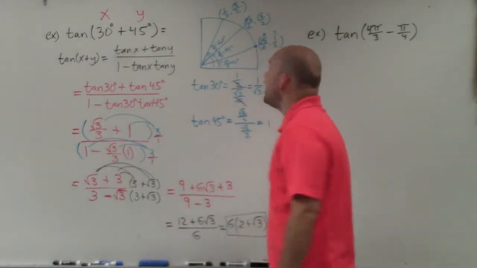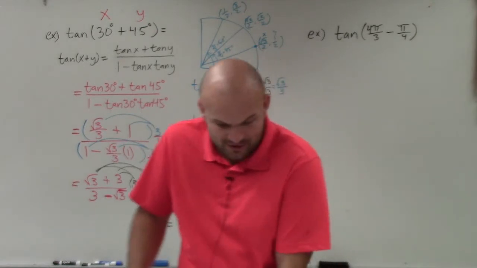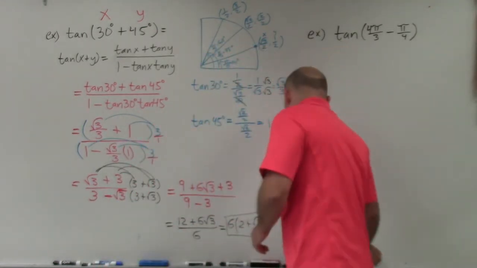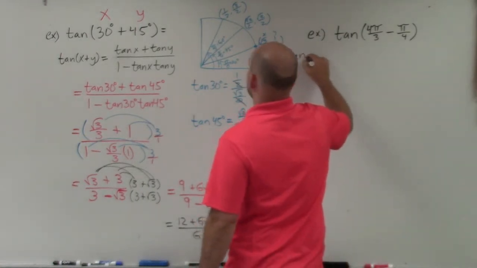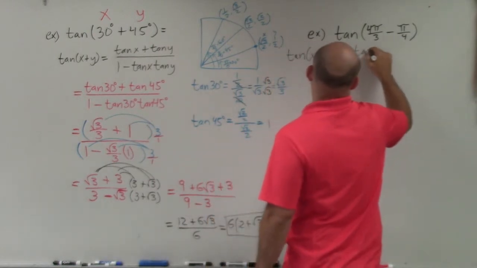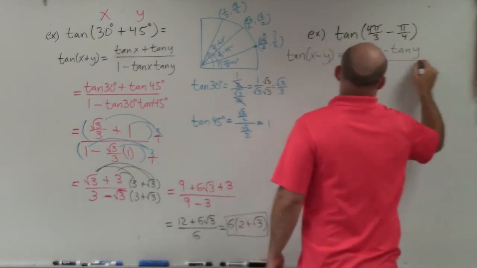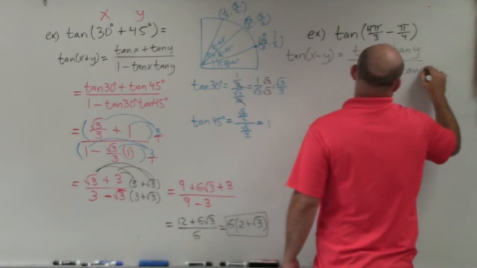OK. So now let's go ahead and get into tangent. Now we're doing a difference, and we're using angles that are radians. However, the process is basically going to be the same. The first thing we want to do is write down our formula. So the tangent of x minus y is going to equal tangent of x minus tangent of y, divided by 1 plus tangent of x times tangent of y.